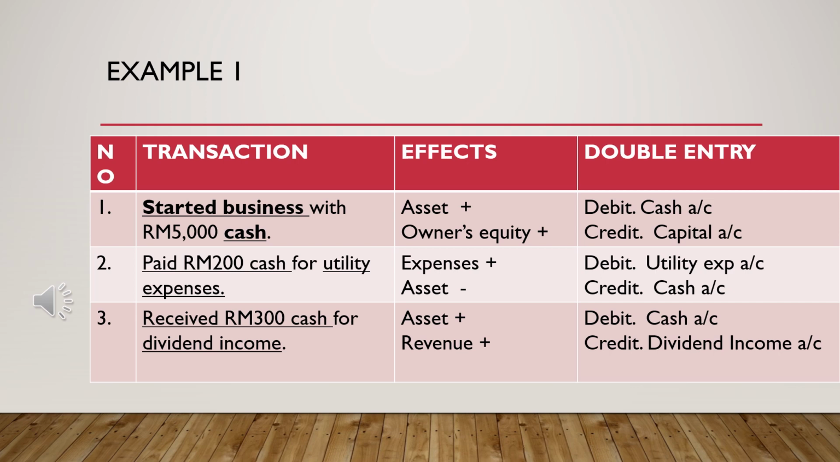Next, transaction number 3. Received RM300 cash for dividend income. The effect is that asset increases and revenue increases. Asset increase needs to be recorded at the debit side, so debit cash account, and increase in the revenue needs to be recorded at the credit side. Therefore, we credit the dividend income.